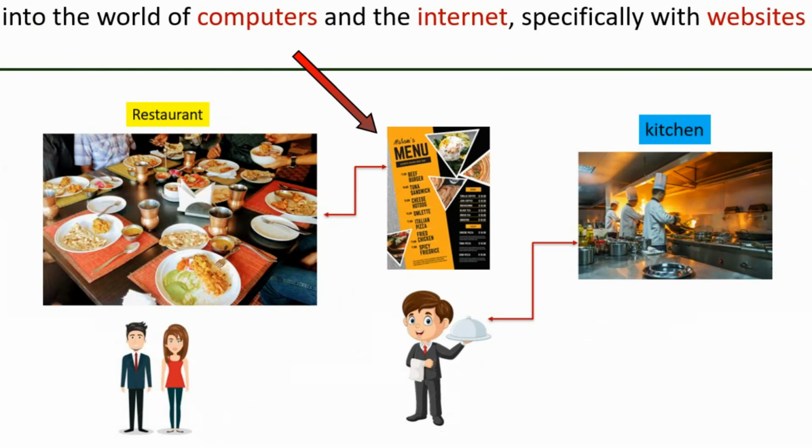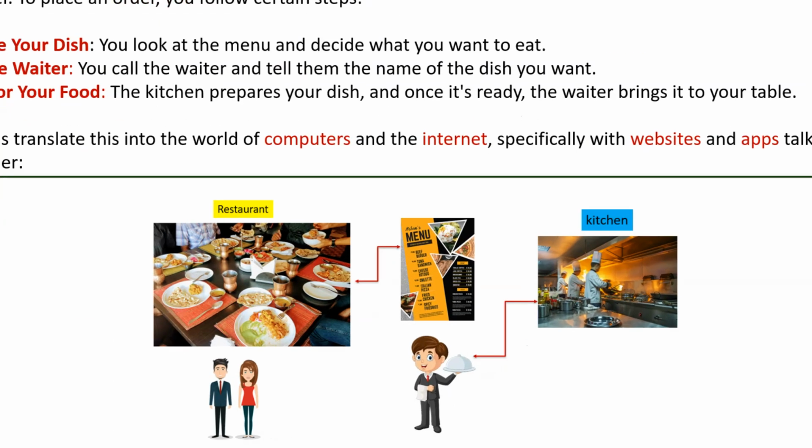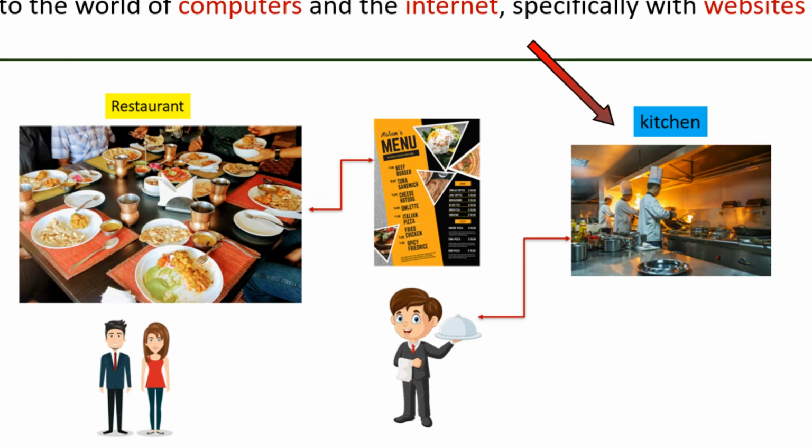First, choose your dish. You look at the menu and decide what you want to eat. Then you ask the waiter. You call the waiter and tell him the name of the dish you want to eat. Then wait for your food. The kitchen prepares your dish, and once the food is ready, the waiter brings the food to your table.